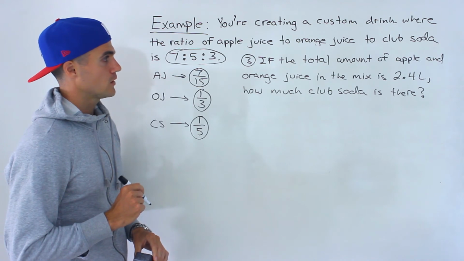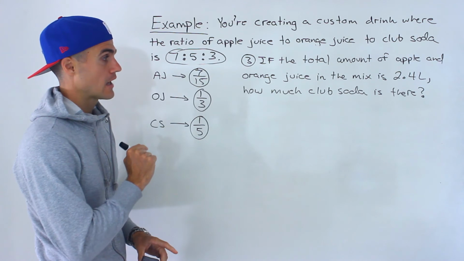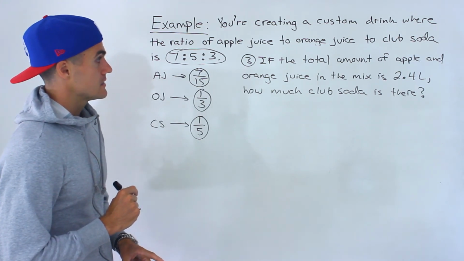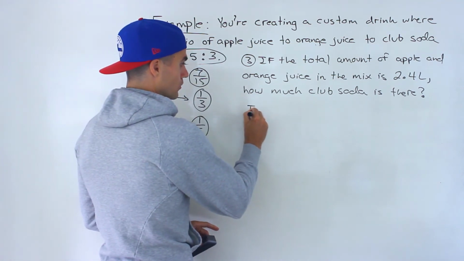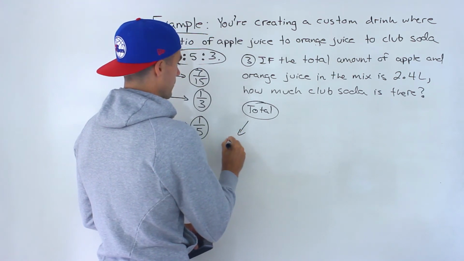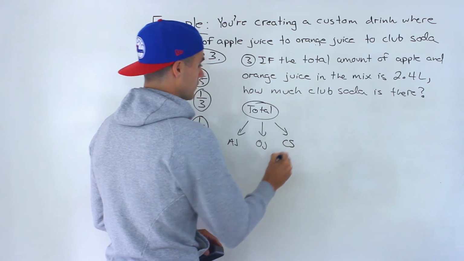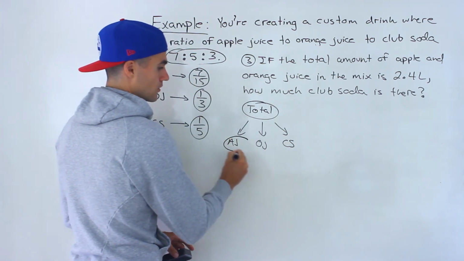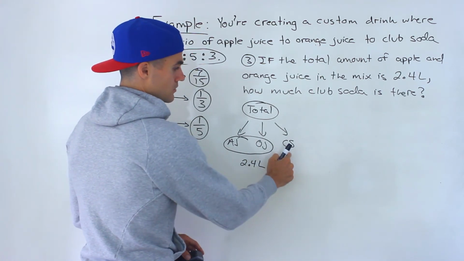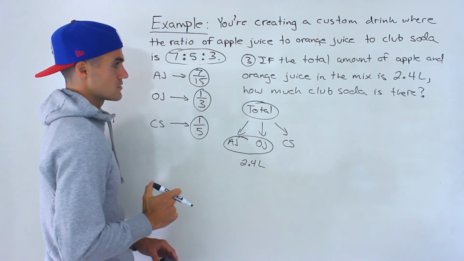And then finally, number 3, we're told if the total amount of apple and orange juice in the mix is 2.4 liters, how much club soda is there? So in this case, we have the total amount of the drink. We have apple juice, orange juice, and club soda. What they're giving us is the total amount of these two, which is 2.4 liters. And so then we have to solve for the amount of club soda. So how are we going to do that?